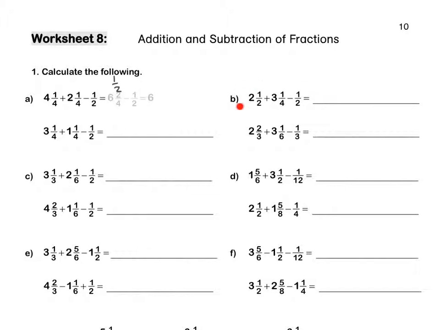Let's look at B. 2 1/2 plus 3 1/4. We must change our halves to quarters. So we've got 2 2/4. 2 2/4 plus 3 1/4 is 5 3/4, minus a half, which is 2/4. So the final answer is 5 1/4. Pause this video to complete question A, B, C, and D by yourself.